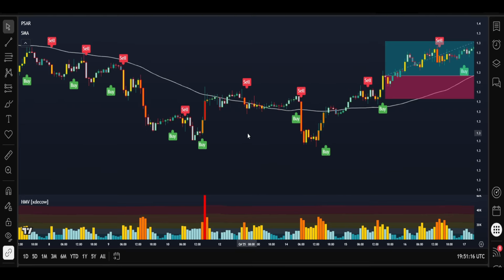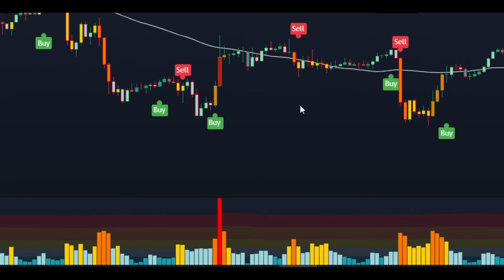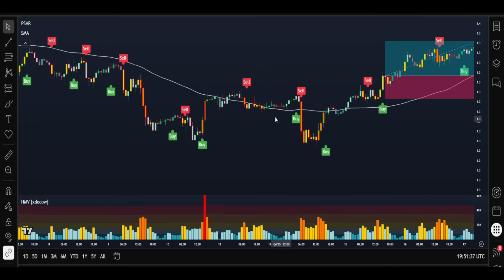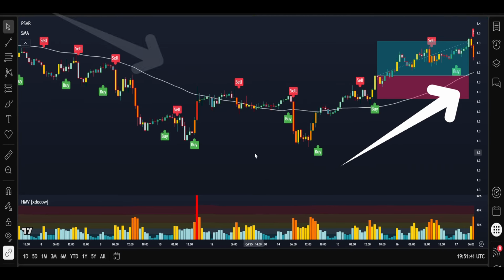Final recap. Heatmap volume is the participation gate. Only take trades when the candle shows medium, high, or extra high volume. The 60-period moving average is the trend filter. Above it, we only look long. Below it, we only look short.